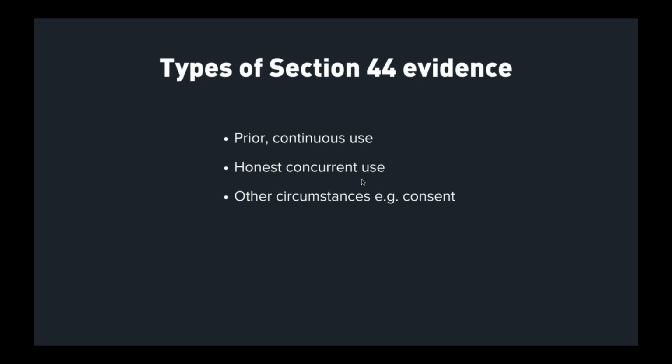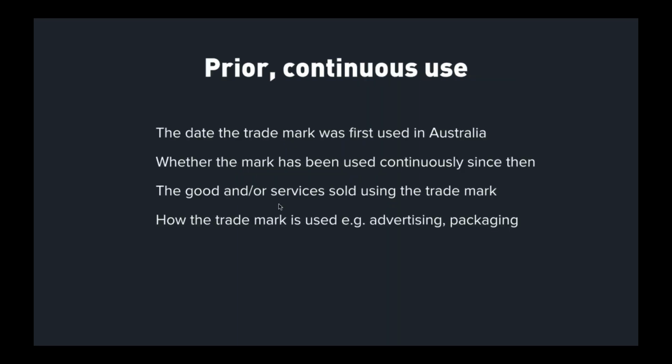As we mentioned earlier, to establish prior continuous use, you will need to show the examiner that you have been using your trademark since before the earlier trademark was applied for. To find out the date that the earlier trademark was applied for, you can refer to the earlier trademark details, which will be attached to the end of your report. The date you are looking for is called the priority date. If you first used your trademark before that date, and you have used it continuously since then, you might be able to provide evidence of prior continuous use.